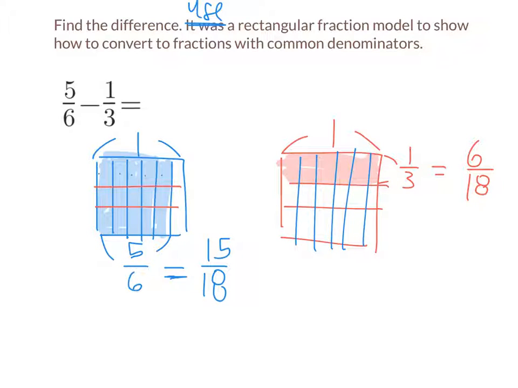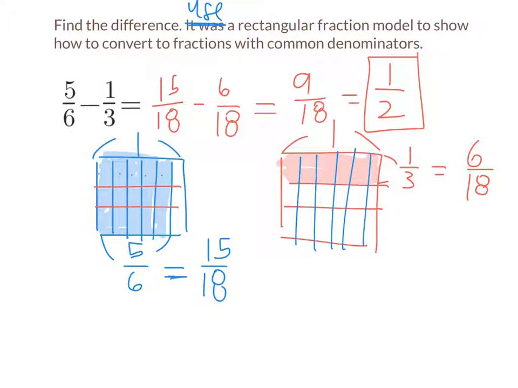So if I wanted to rewrite this problem using like denominators, what could I write? Gia? 15 18ths minus 6 18ths. So what this question is asking is, if I have 15 18ths and I take away 6 of them, how many do I have left? 9 18ths, which is exactly half, yes?